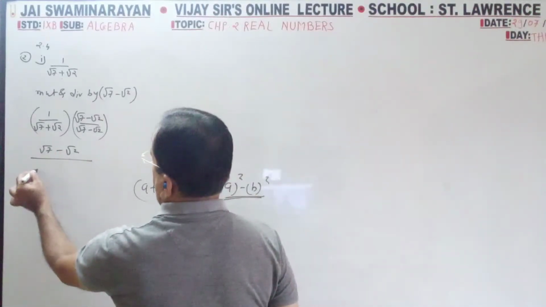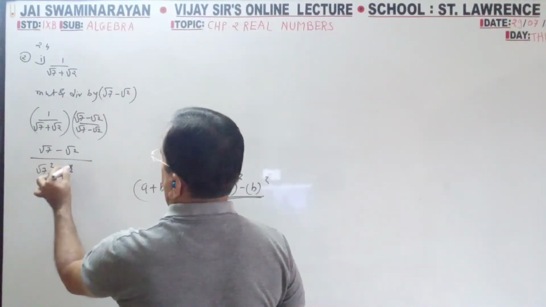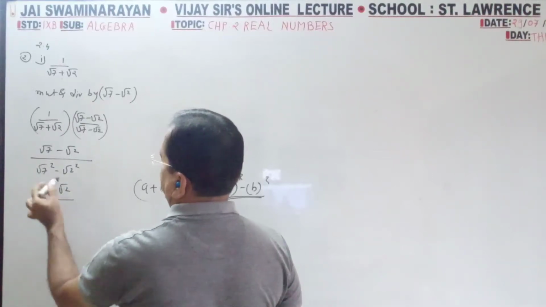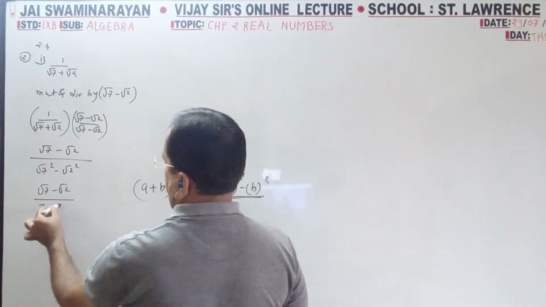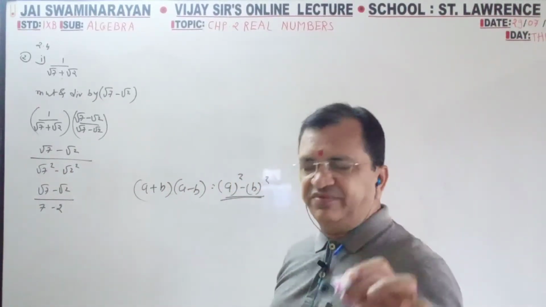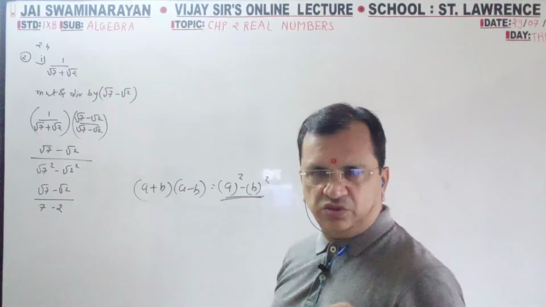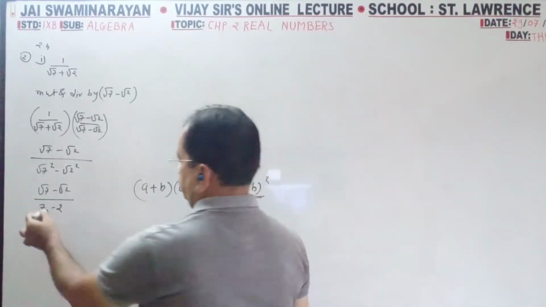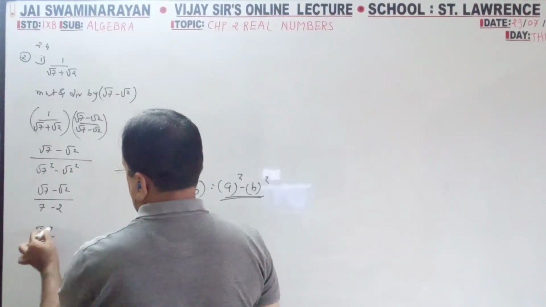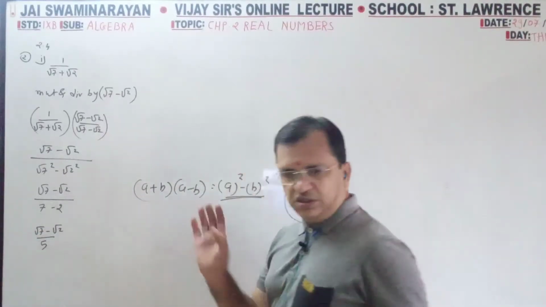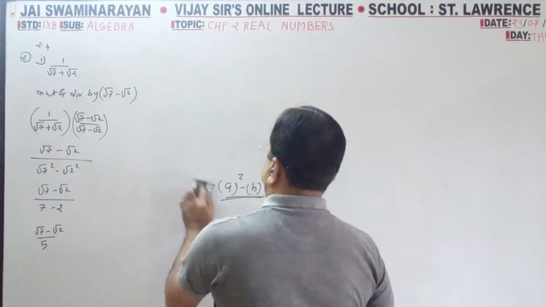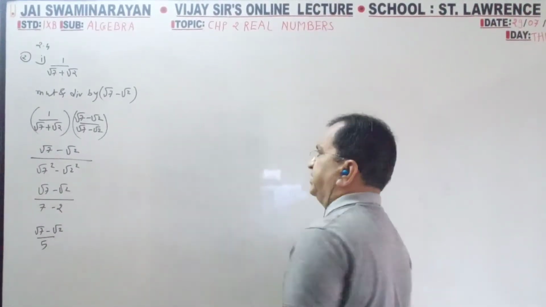So this is root 7 square minus root 2 square. Root 7 into root 7 is 7, root 2 into root 2 is 2. So this one is total 5. So there is no root in the denominator, so it is rationalized. Best way.